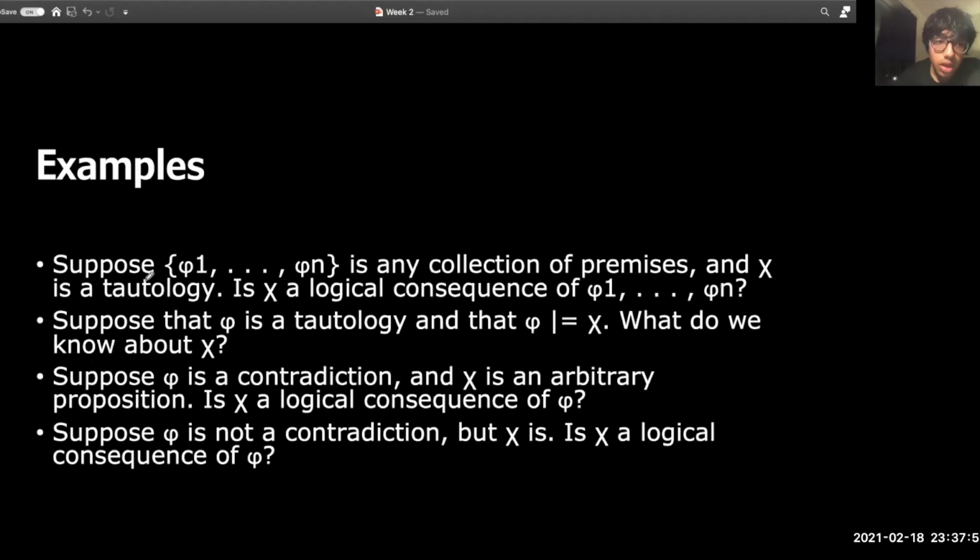For example, suppose phi 1 dot dot dot phi n is a collection of premises and chi is a tautology. Is chi a logical consequence of phi 1 dot dot dot phi n, right? Let's solve this question now. So what we've been told is that there's an argument, phi and chi, and we've been told that chi is a tautology. So here we've been given an argument and we've been told to prove whether this is a valid argument or not for any value of phi.